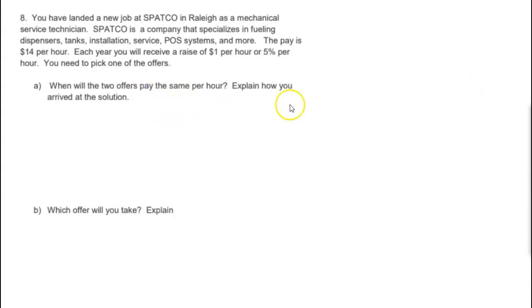All right, so let's think about these two situations. We know anytime we're looking for where two things are the same, we can graph them and look for where they intersect. So I just need some models to work with. For the first one, it looks like I start with $14 per hour, and then each year I receive a raise of $1. All right, so that's a constant rate. And so $1 per hour. So x is my hours, y is what I'm making per hour. So that's my first situation.